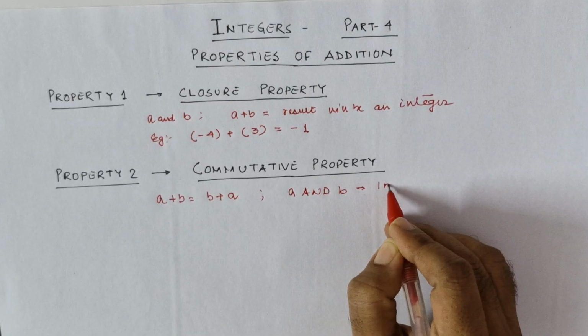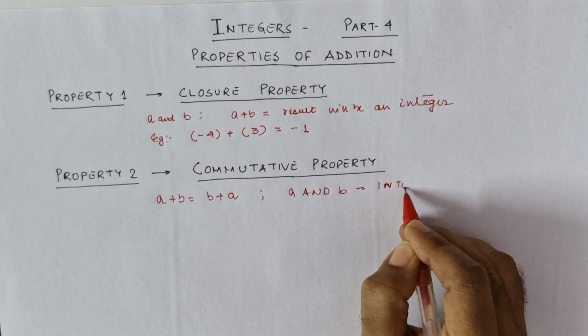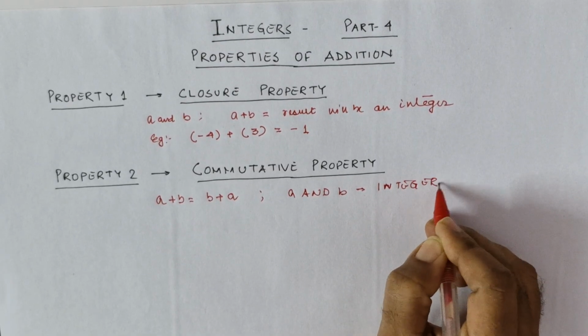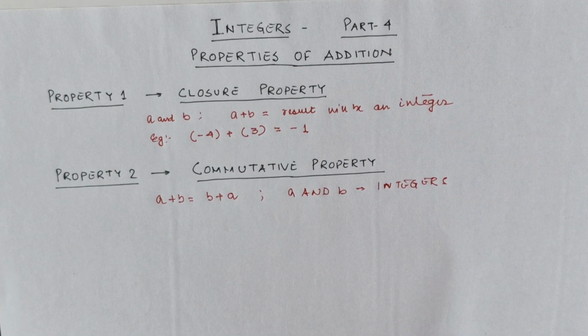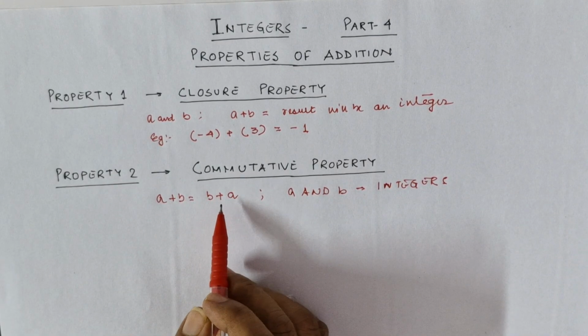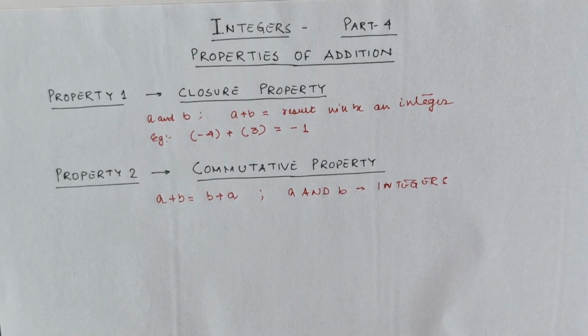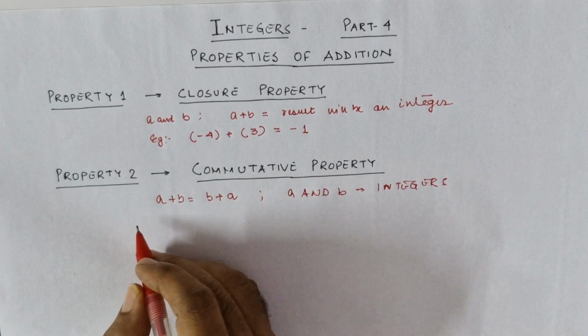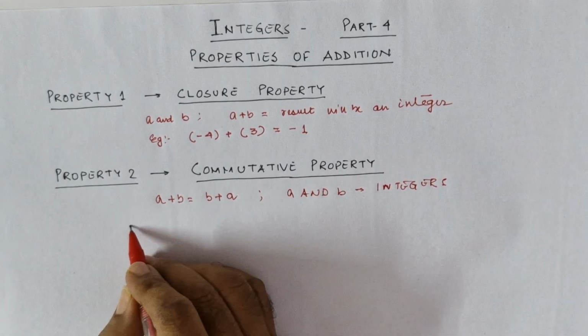where A and B are two integers. Got it? So if I change the order, A plus B is equal to B plus A, right? So the result will be same. So let's have a look and let's try to prove this property.